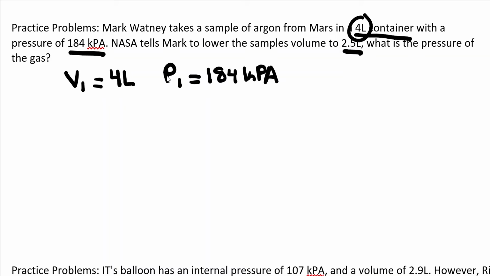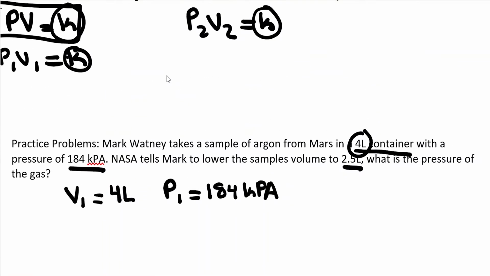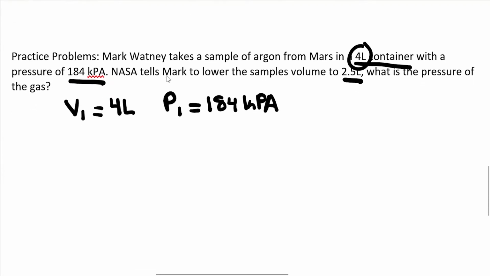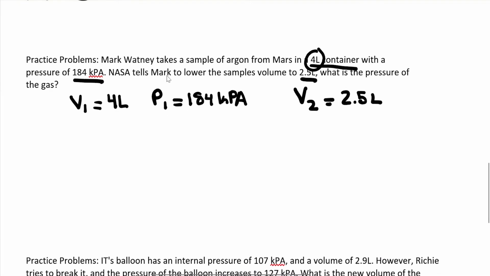And we know one more thing. NASA tells Mark to lower the sample's volume to 2.5 liters. That means that's the new set of conditions. Remember when we derived that equation, we assumed a new set of conditions, a new volume and a new pressure. That is what this is. So this is going to be V2 because this is a new volume. Since it's in liters, it refers to lowering the sample's volume. It's going to be 2.5 liters. And they're asking for the pressure of the gas now that it's in a 2.5 liter container, so they're asking for P2. That is the question mark.